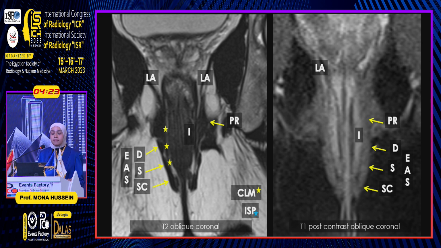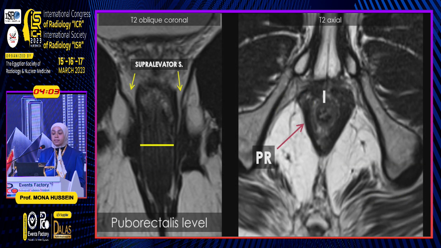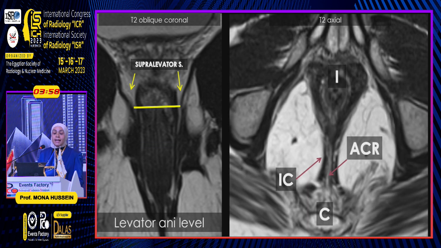The important intersphincteric plane is a thin fat plane that lies between the longitudinal muscle and the external anal sphincter. On the axial images, on the zoomed image, we can see the intersphincteric plane defined by the blue asterisk in a space between the hypointense longitudinal muscle layer and the external anal sphincter. At a higher level, puborectalis is a strong U-shaped muscle that encircles the anorectal junction, and at the levator ani level, the iliococcygeus muscle converges posteriorly to insert into the anococcygeal raphe and coccyx.